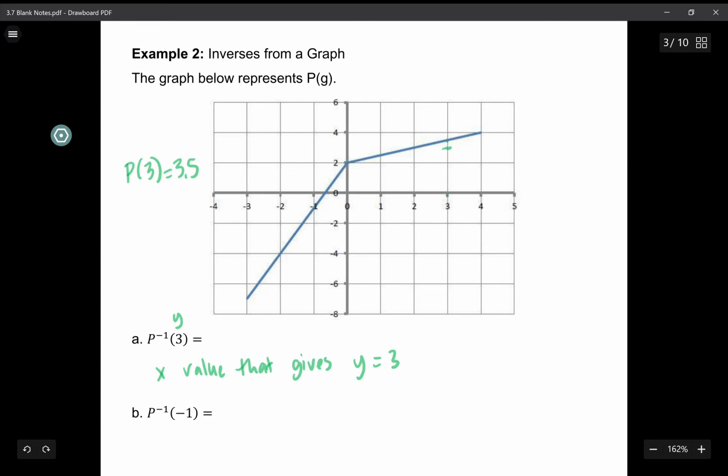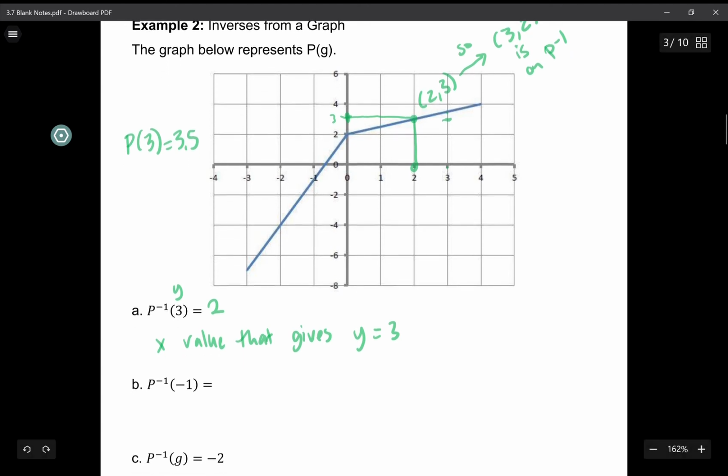An input of 3 gives an output of 3.5. That's not what we're looking for. We want to find the y value of 3. So that's about right here. Well, if we do, oops, that's a terrible line. Let's try that again. If we trace along, we see that the input that gives a y value of 3 is 2. So (2, 3) is on the function p. So (3, 2) is on p inverse. That means p inverse of 3 is equal to 2.